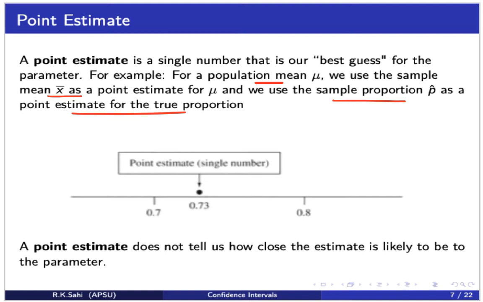Now, this point estimate is not such a good one, as it does not tell how close the estimate is likely to be to the parameter, because the main idea is these methods should give us a prediction about how close the sample is to the true population. So a point estimate doesn't give us that real thing we are looking for. Before we add another concept, let's do some examples about how we find a point estimate.